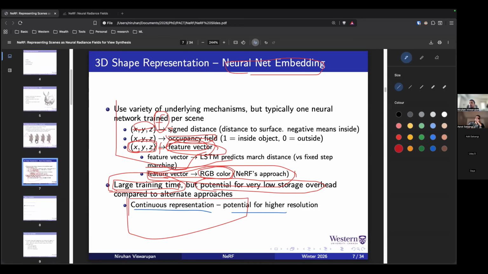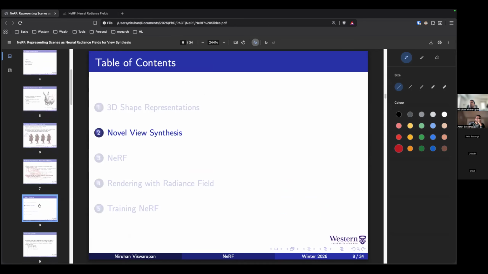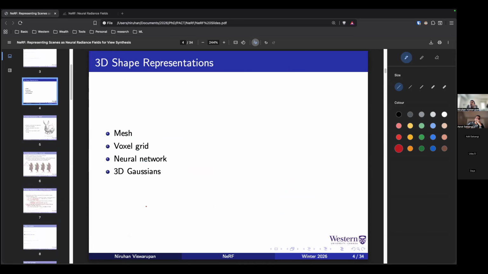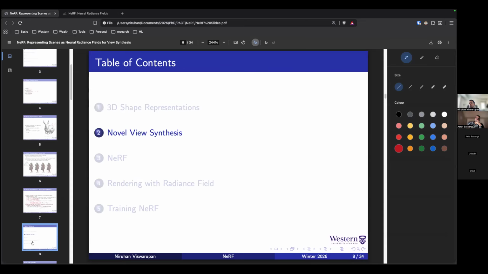So far we have seen several ways of representing 3D scenes. I have discussed the first three. I didn't discuss 3D Gaussian because hopefully I will be able to do a presentation exclusively on 3D Gaussian. These three are explicit representations, and this one, the neural network, is implicit, for the reasons we saw before.